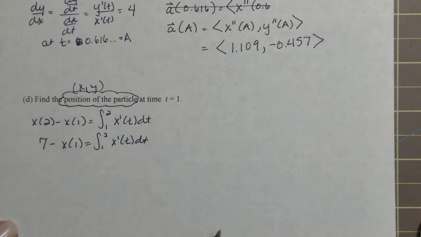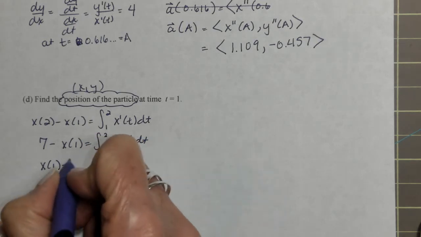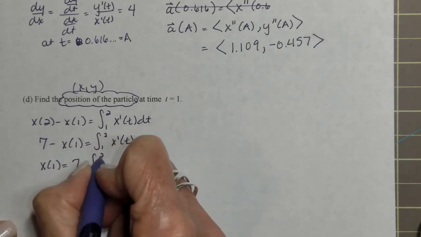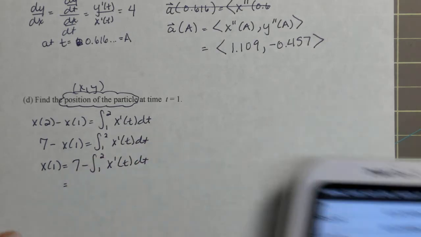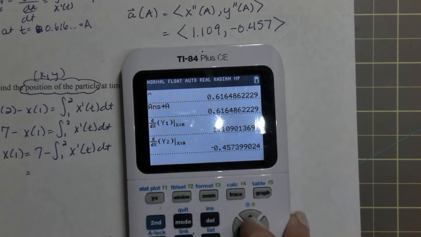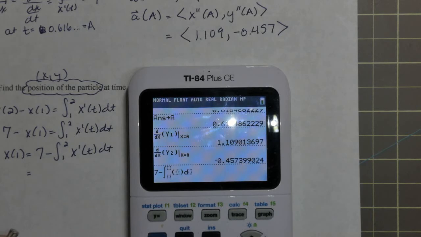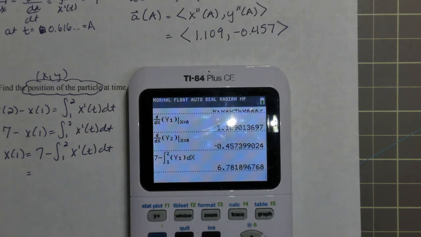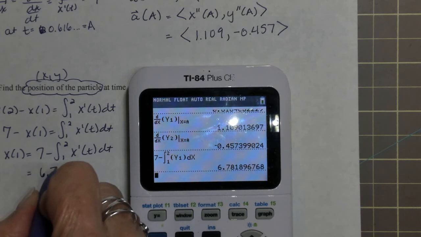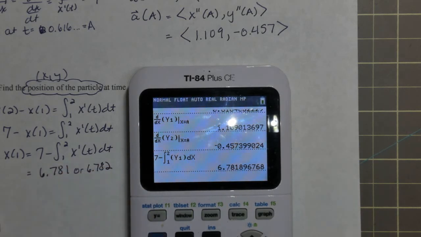Okay? And so x of 1, do a little algebra, is going to be 7 minus that integral. And we can let our calculator do the actual integrating for us. So 7 minus math 9, 1 to 2 of our y1 is 6.781 or 6.782. Either one is acceptable.